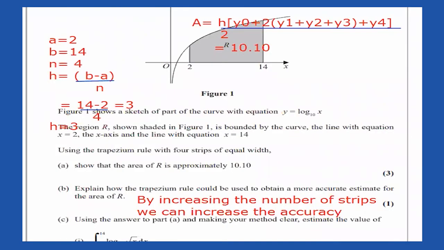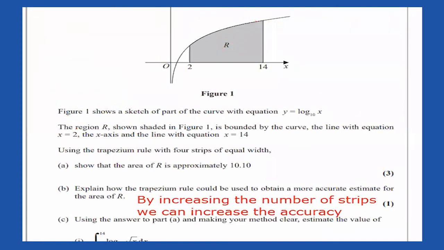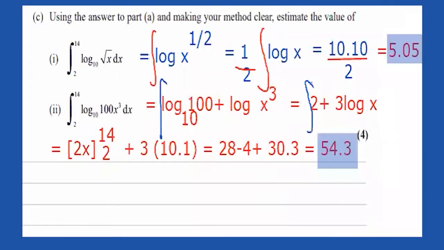Moving on to part B, their question is, how could we obtain a more accurate estimate? For that, we simply want to have thinner strips. So we just increase the number of strips, so we get thinner strips, and our accuracy as well will increase. Now let's move on to part C.